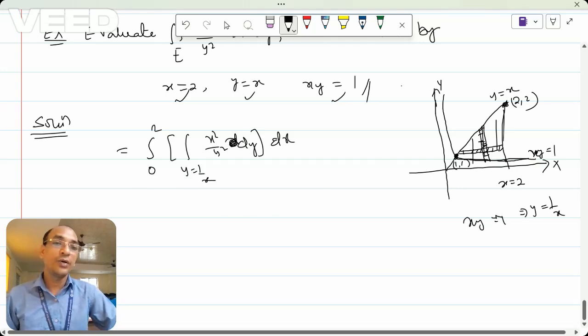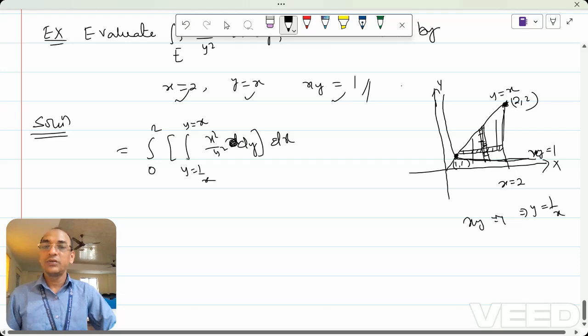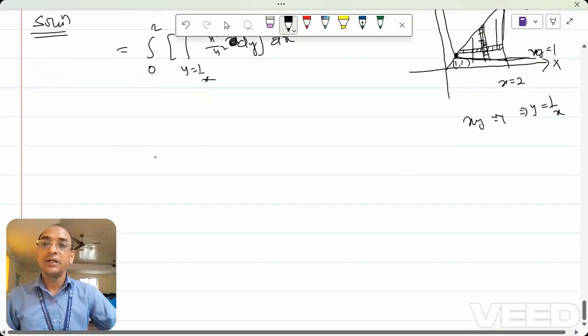And what is the upper limit of y? Upper limit of y is y equal to x. So I can have here y equal to x. After that, we can evaluate this integral. So what will be the evaluation of this integral?